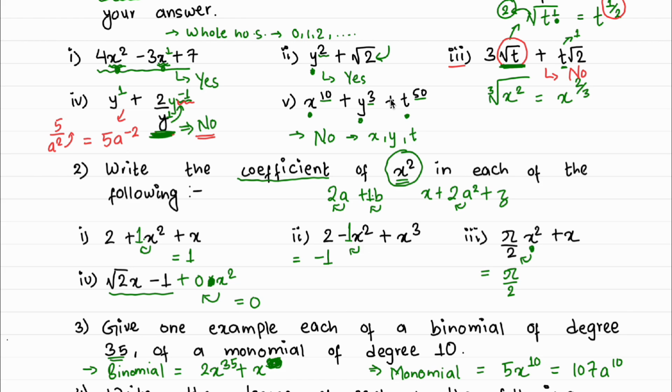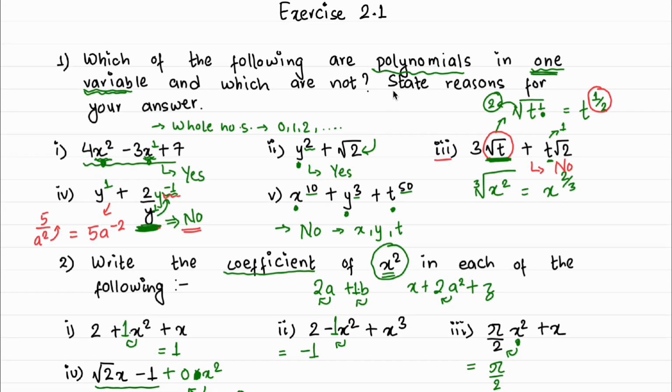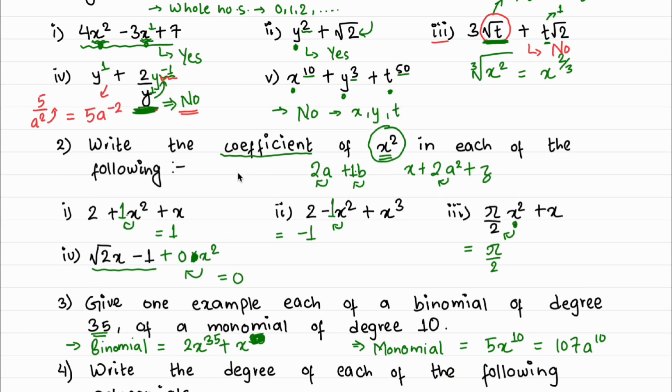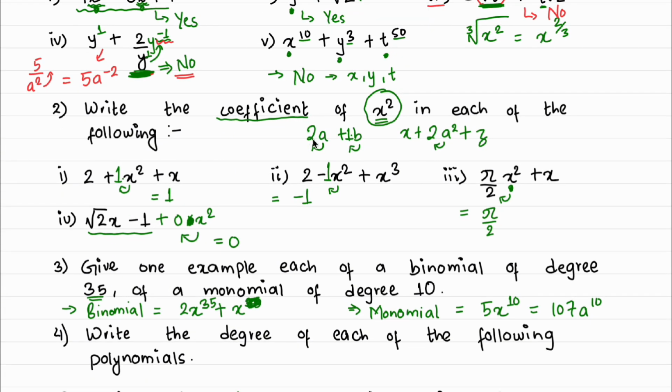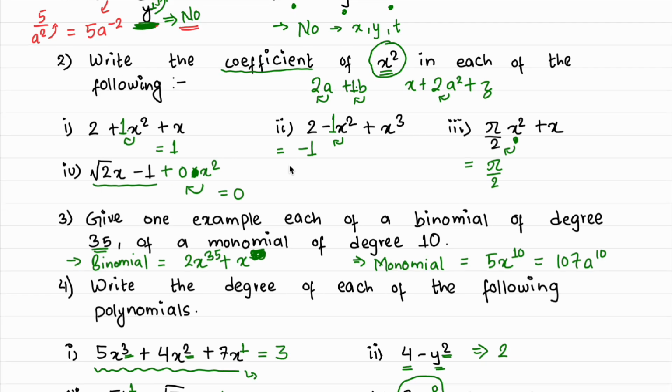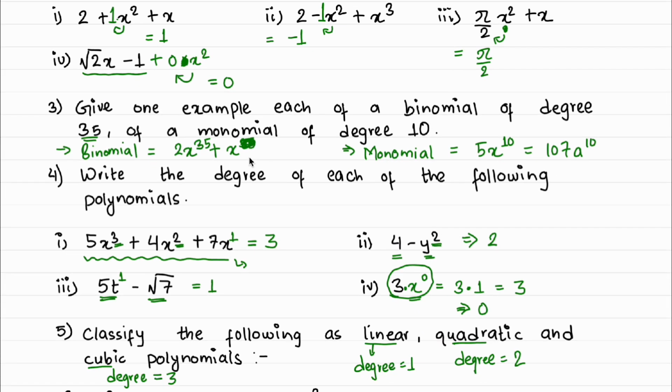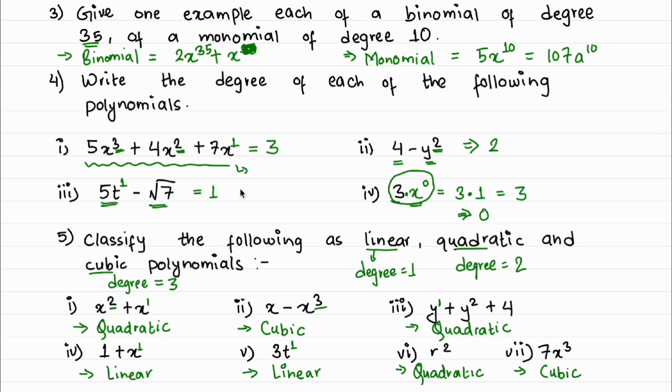So what we did in this exercise is, first we learned how to identify polynomials. Polynomials are those algebraic expressions which have their power of the variables as whole numbers. And then we learned how to write the coefficient of x square or some variable. You just look at the number in front of the variable to find the coefficient. And in the third, we just learned how to give examples of binomials and monomials of any degree, whichever you like. And then in the fourth, we learned about the degree of polynomials.